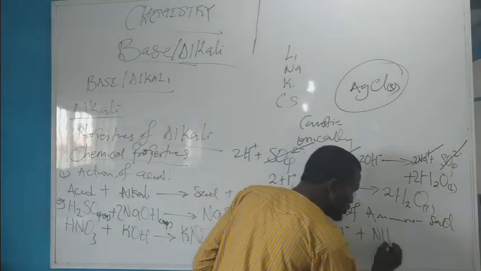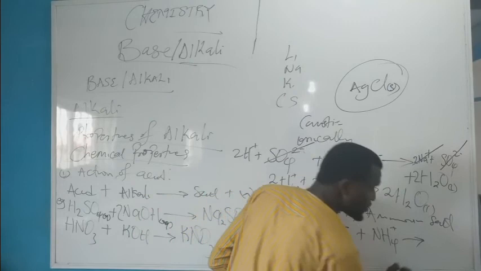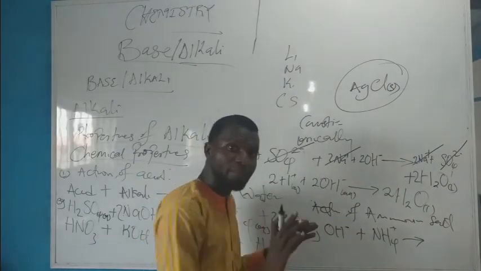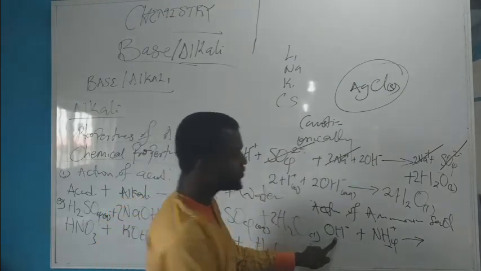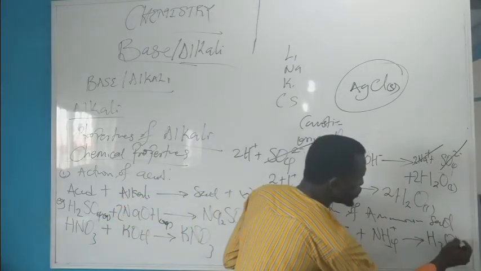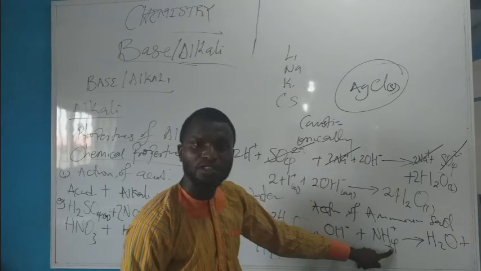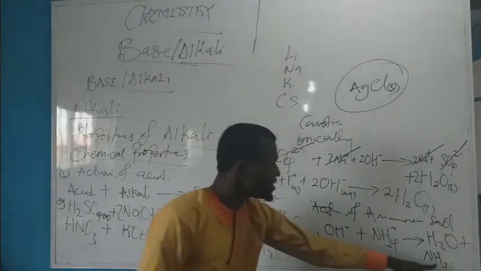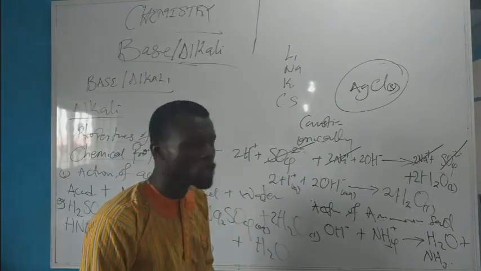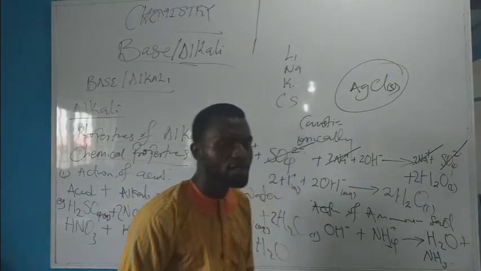Hydroxide ion plus ammonium ion. Now look at the mechanism of the reaction. Look at the simple mechanism which I propose. Now remove one hydrogen ion from here, add it to this one. What do we have? We have H2O plus, remember, one hydrogen has been removed from here. We are left with NH3. So this is the gas we are talking about, a colorless gas with a characteristic choking smell.